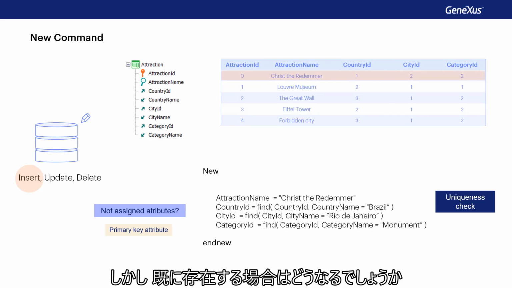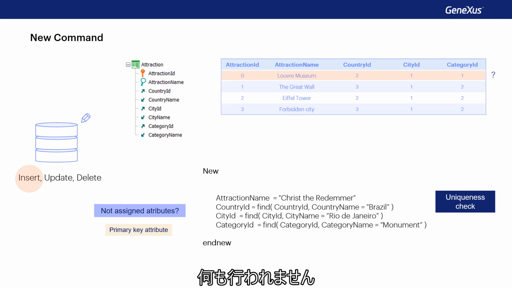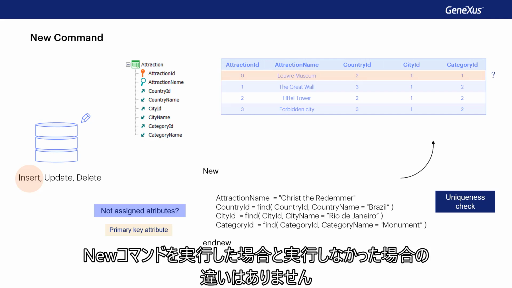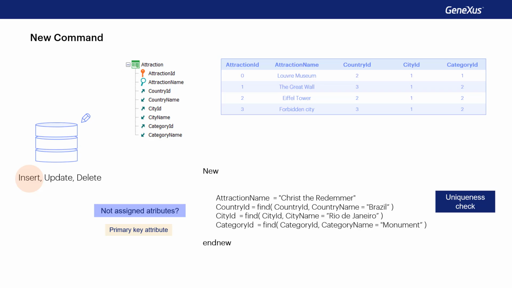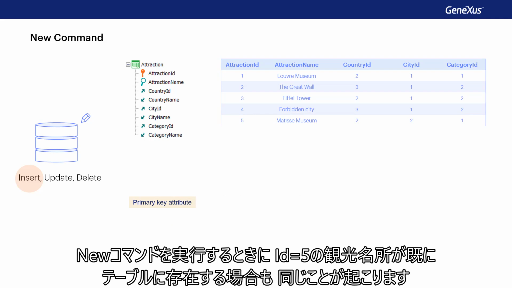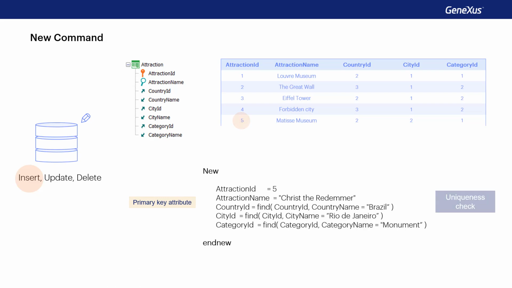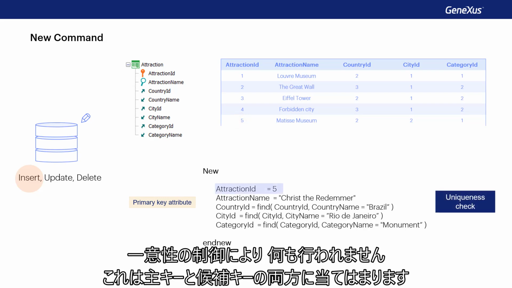But what if it already exists? It won't do anything. We won't see any difference between having executed the new command and not having done so. That is, the new command controls the uniqueness of records. It won't insert a duplicate key record. The same will happen if the attraction with ID 5 already exists in the table when we're going to execute the new command. Here, it won't do anything at all, due to the uniqueness control.